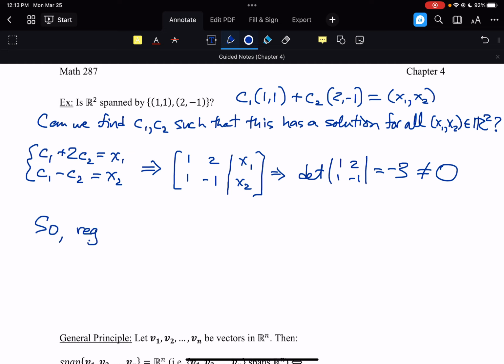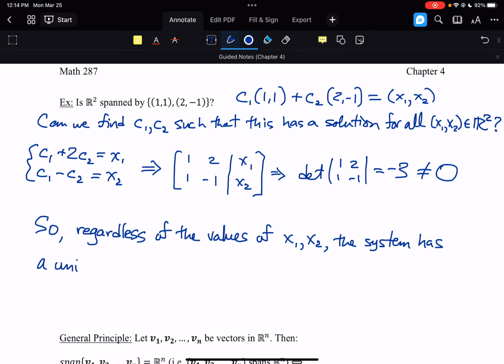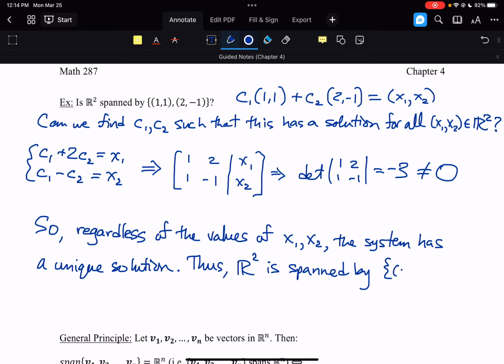So, regardless of the values of x1 and x2, the system has a unique solution. Thus, R2 is spanned by this set of vectors.